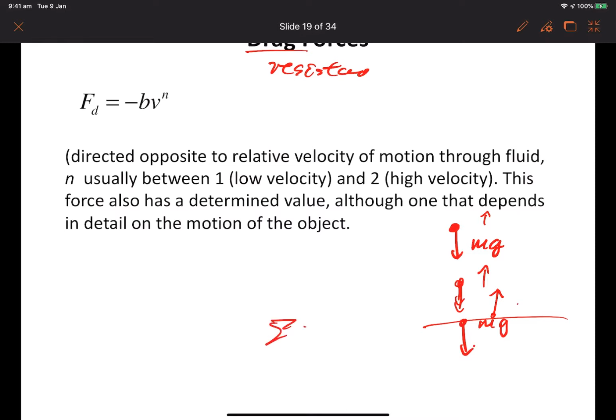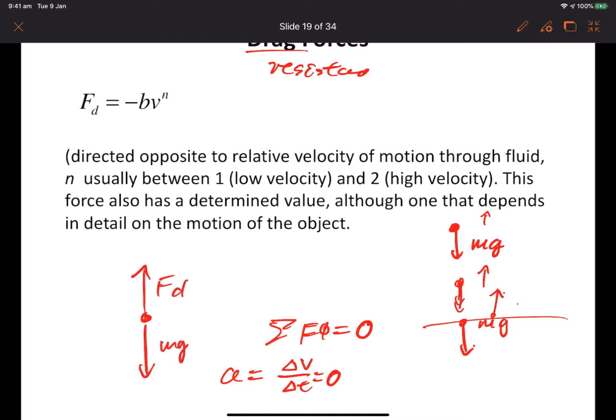Now the sum of the forces is equal to what? 0. Once it's equal to 0, delta v over delta t equals 0. So once you reach this stage, the drag force and the mg are equal. a is 0. It means v becomes constant.